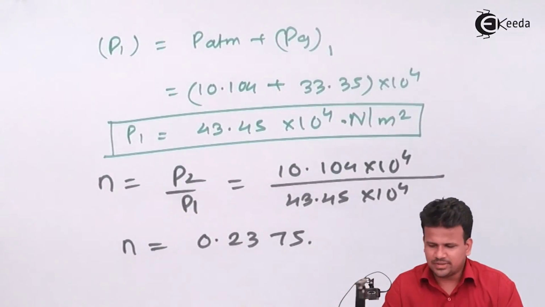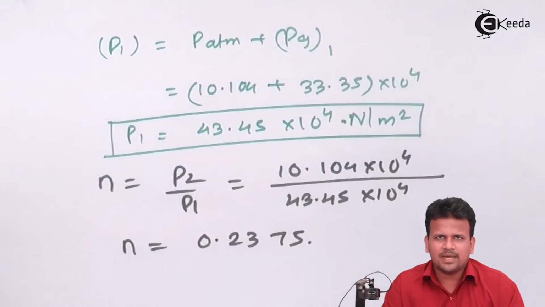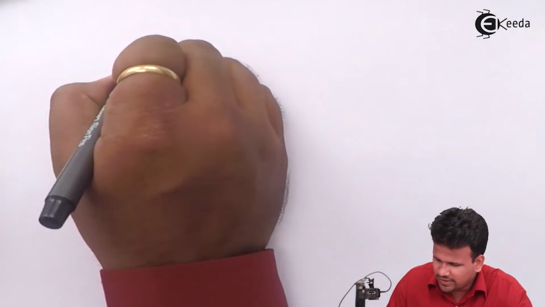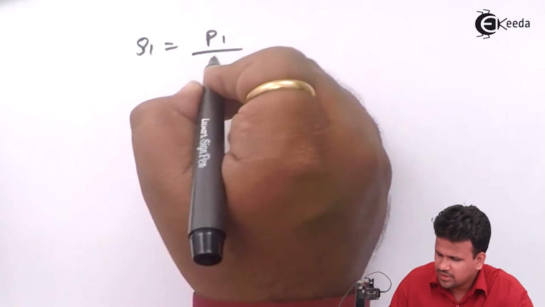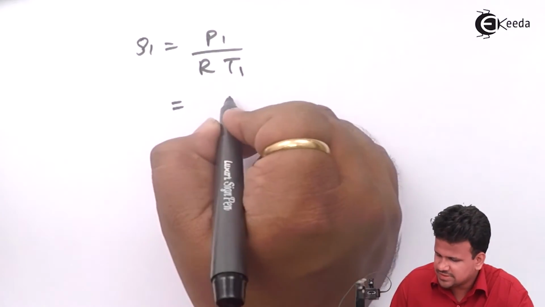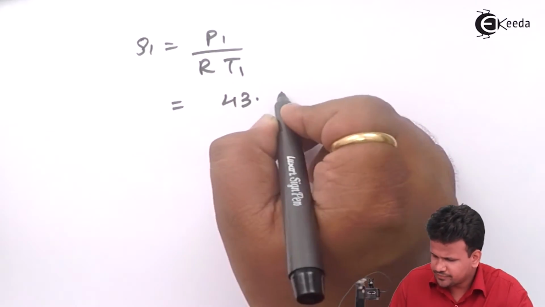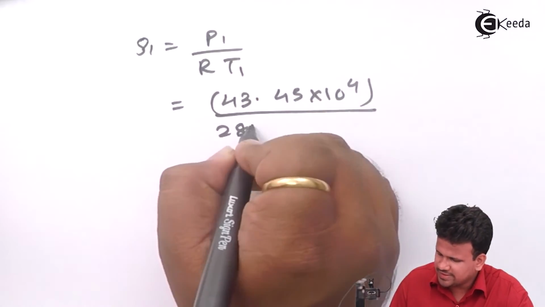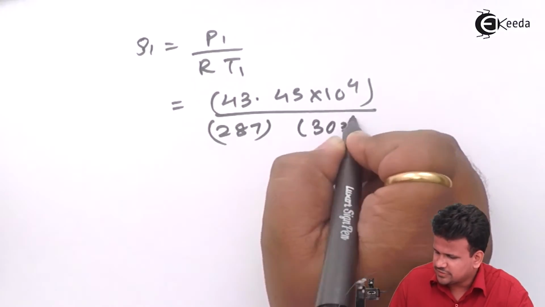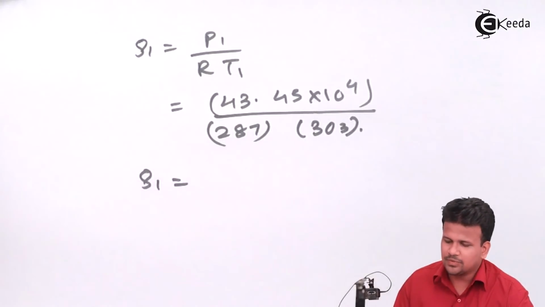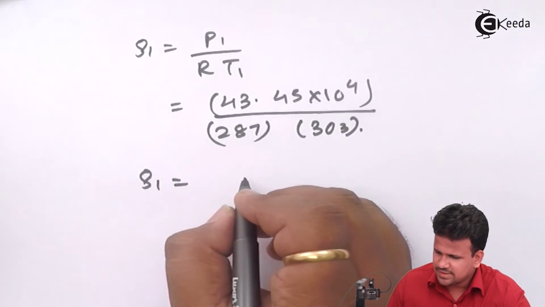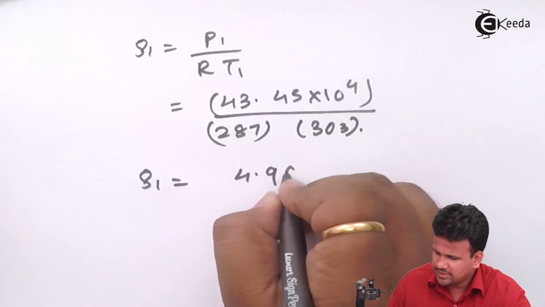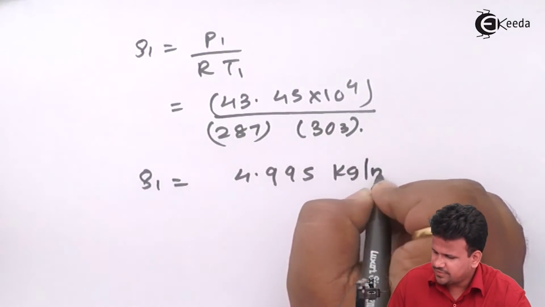And now we have to calculate the density. Again, we'll apply the same ideal gas equation. So let me write down this value as rho 1 will be equal to P1 upon R into T1. So this is 43.45 into 10 to power 4 upon 287. Temperature is 303 Kelvin. Then the density rho 1 comes out to be 4.995 kg per meter cube.